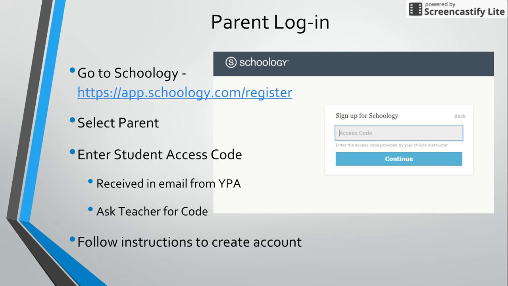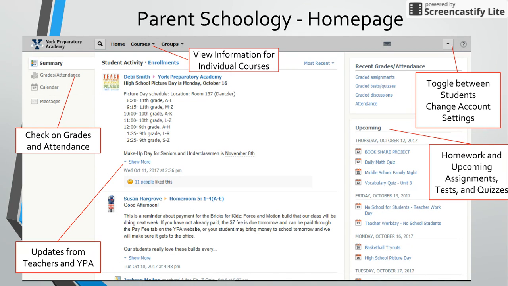After that, you'll be able to follow the instructions to create your parent account, and if you have multiple students, you'll be able to add additional student codes and have all of your students linked in one account. When you get into your Schoology homepage for your parent account, at the top right is an arrow, and that's where you can toggle between your parent account and your parent view of your student accounts.